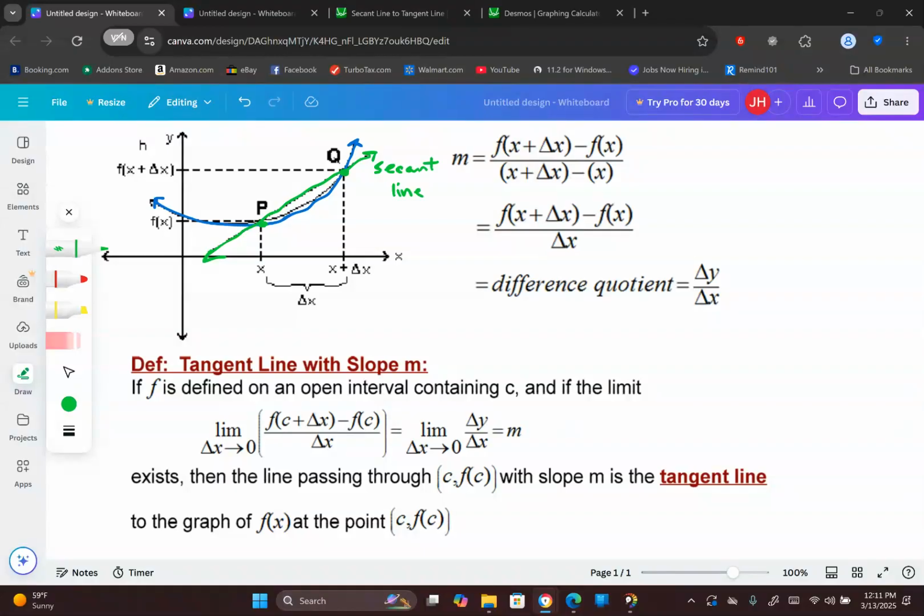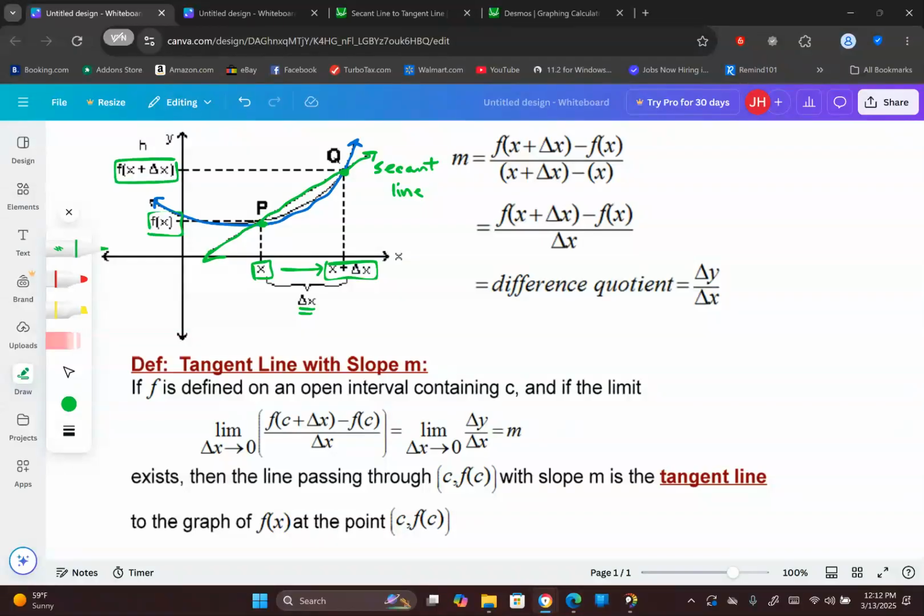Now, how do we find the slope of this secant line? Well, when you look at the slope of the secant line, it starts at P, which has an x value, and the y value for P is f of x. Now, we already know if I move a specific distance along the x-axis, we like to call that delta x. So this other coordinate would be x plus delta x, and its y value would be f of x plus delta x. So how do I find the slope of that line?